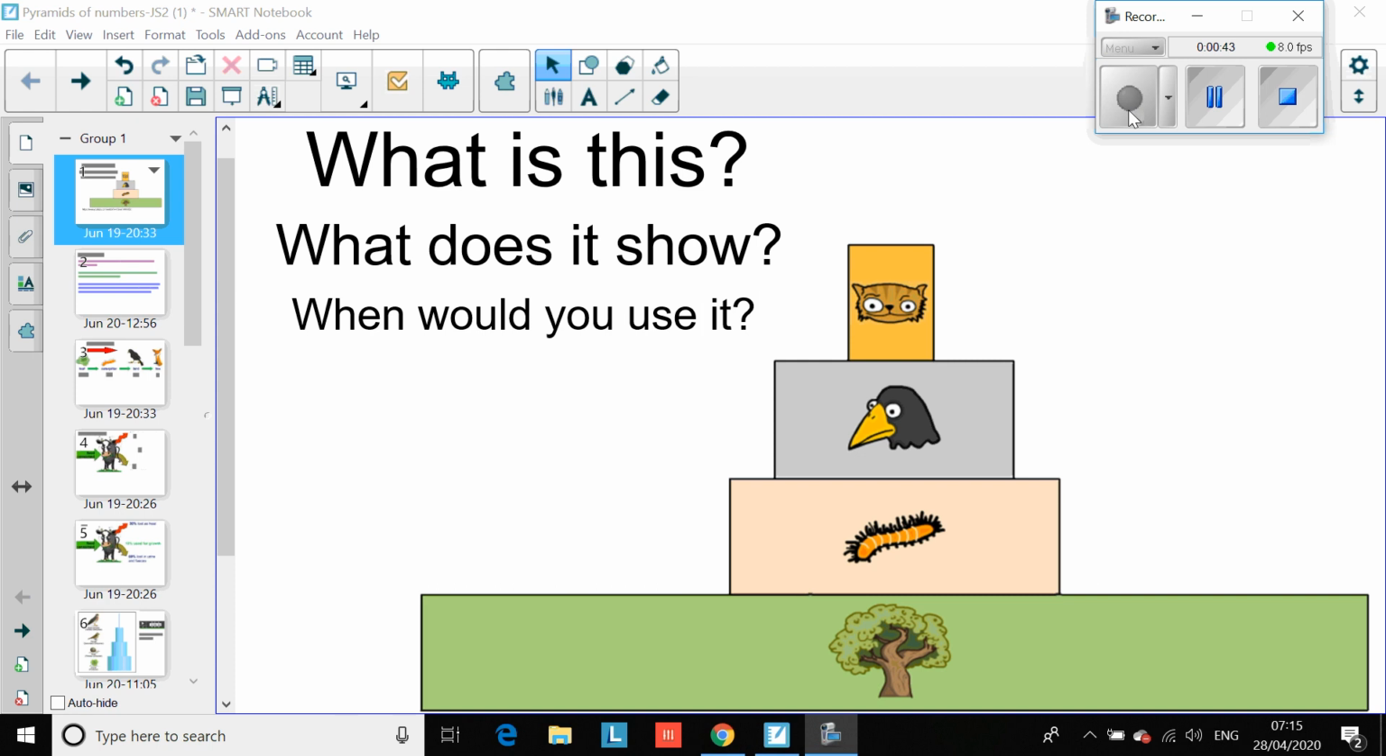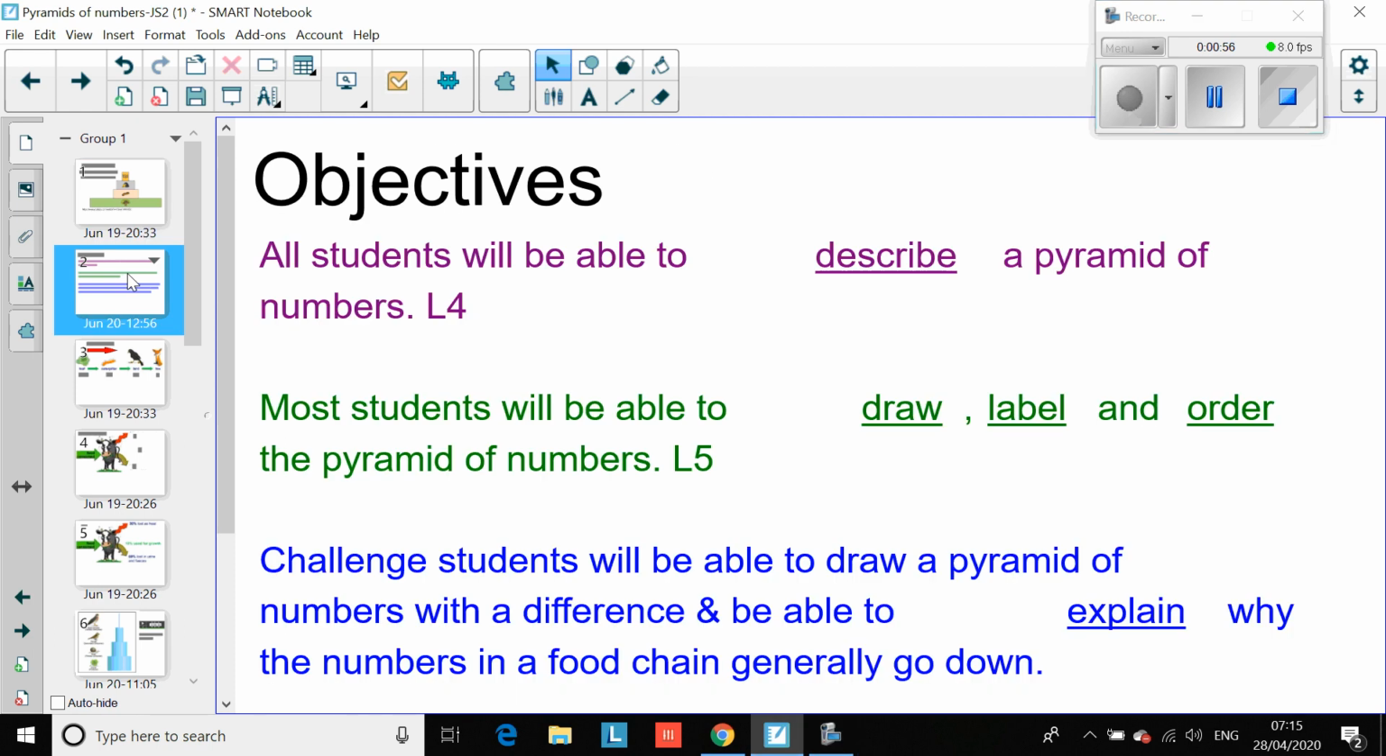Okay, so this is called a pyramid of numbers, okay? And what we're going to do is talk about what it shows and when you would use it as you go through the lesson today. So by the end of the day, all of you will be able to describe a pyramid of numbers. Most of you will be able to draw, label, and order a pyramid of numbers. And a few of you will be able to draw a pyramid of numbers with difference and be able to explain why the numbers in a food chain generally go down.